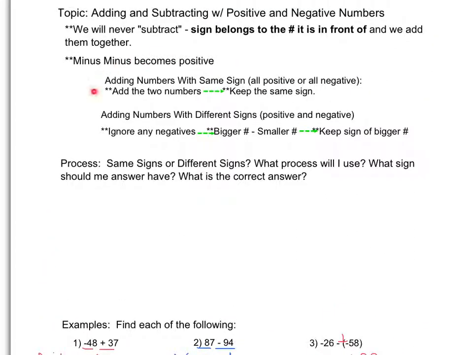The difference between adding numbers with same signs and adding numbers with different signs. I know this video had the majority of the examples with different signs, mainly because same signs is, I think, the easier of the two. However, we will do some work in class that does have more with the same sign.